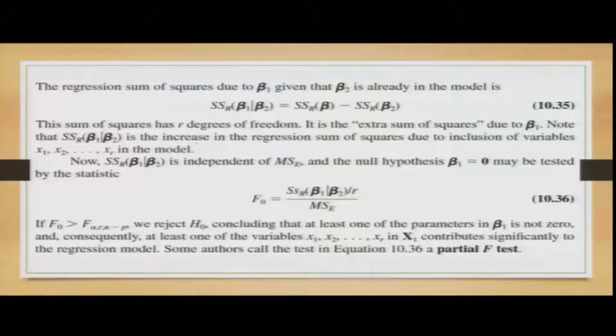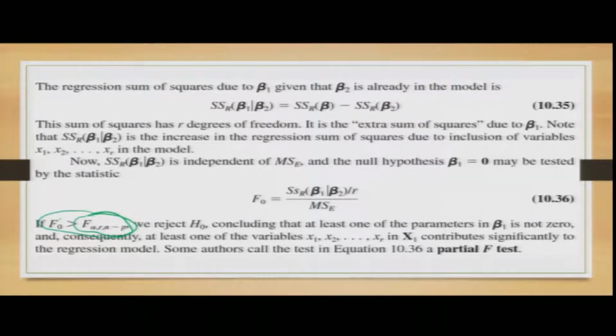Depending on the problem, p can be either k plus 1 or k only, depending on whether you have beta naught or not, so that can be changed accordingly. So if f naught is greater than this value, what is this value? I will just circle it. So this one, f alpha, again I am repeating.